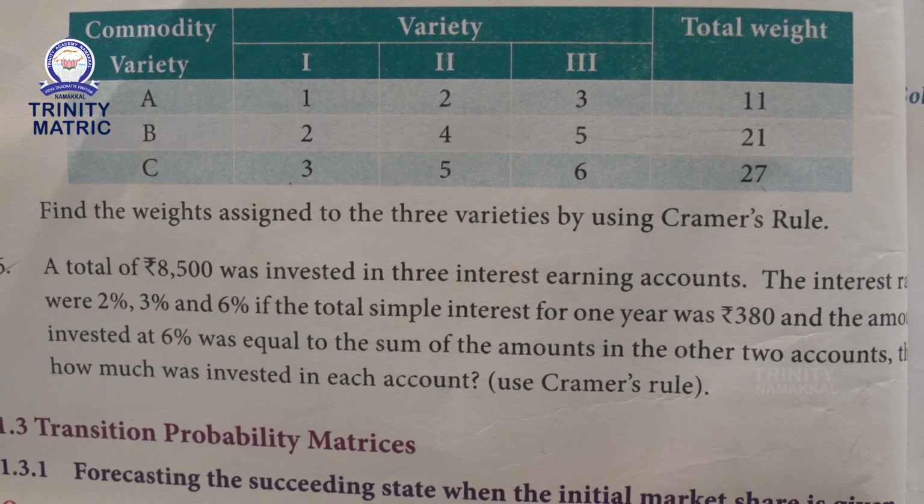What is the 6th sum? I will read the question. A total of rupees 8,500 was invested in 3 interest earning accounts. The total amount is 8,500 in 3 different interests. One is 2%, another one is 3%, and the final one is 6% interest. Therefore, by the given data, we have to assume 3 different investments: x, y, z. 2% is x, 3% is y, 6% is z.